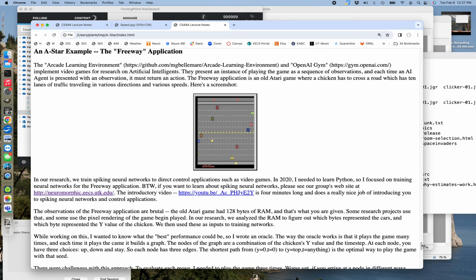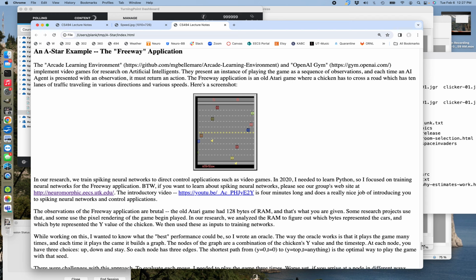So chicken, cars, everything is represented in these 128 bytes. And a lot of AI agents, if they're not looking at the pixels, they look at the bytes. 128 bytes, that's your input. Can you figure out how to do good machine learning on that? Now with our stuff you can't, because 128 bytes is way too much for our crappy genetic algorithm.